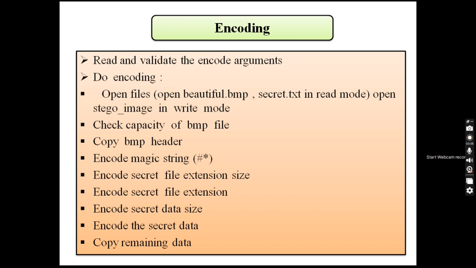Then next we have to encode the secret file extension size, whether it is 4 or 2 or 3, since we can give .txt or .c or .sh. Similarly, we have to encode the secret file extension, whether it is .txt or .c or .sh. Then we have to encode the secret data size, then encode the secret data, and then copy the remaining data. So this is how we perform the encoding operation.